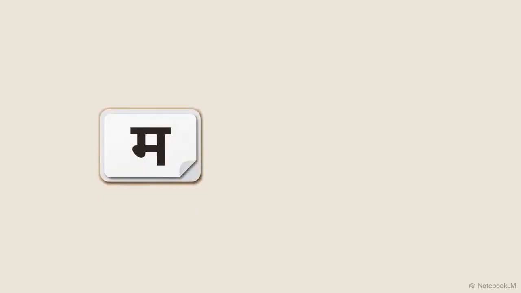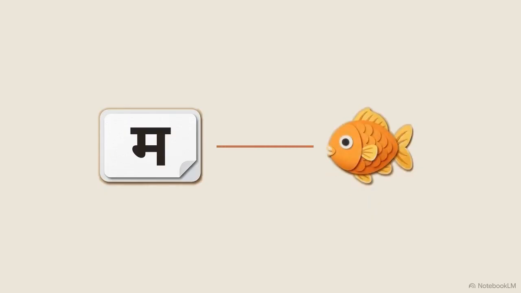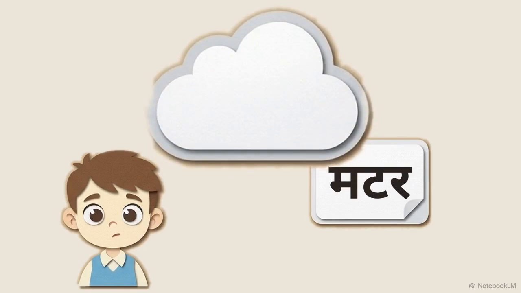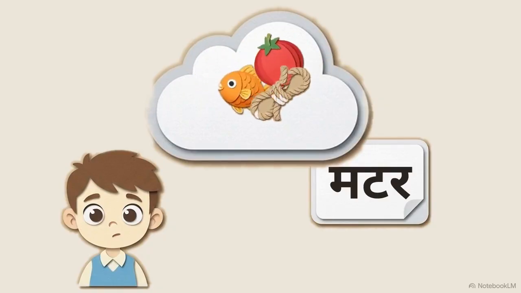We commonly pair a starting letter with a specific picture to help a child memorize it, like teaching the letter M strictly as M for machli or fish. But watch what happens when that same child tries to read a full word like mutter. Because they have learned to link letters to images, their brain sees ma, ta, and ra and morphs them into pictures: a fish, a tomato, and a rope.